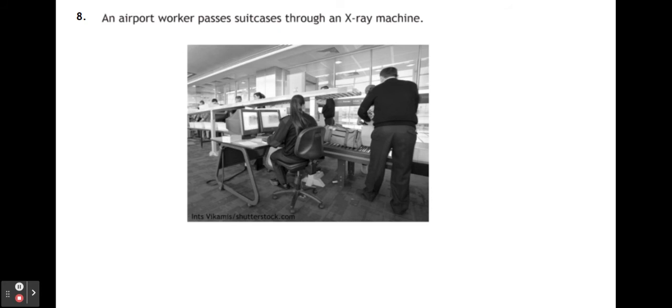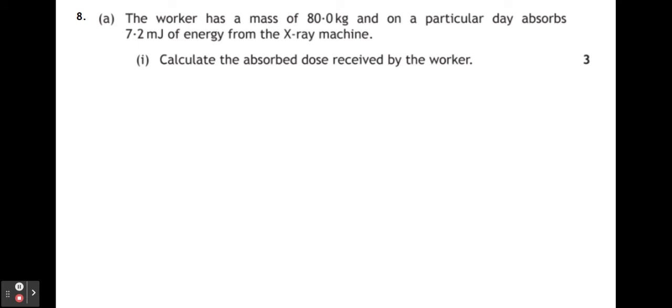Question 8. An airport worker passes suitcases through an X-ray machine. The worker has a mass of 80 kilograms and on a particular day absorbs 7.2 millijoules of energy from the X-ray machine. Part 1. Calculate the absorbed dose received by the worker.